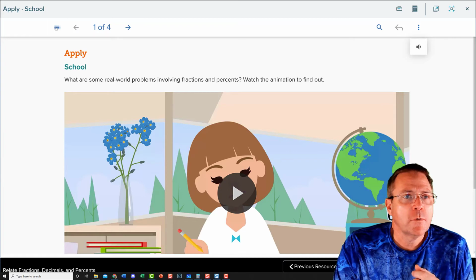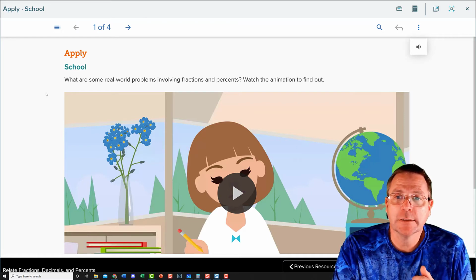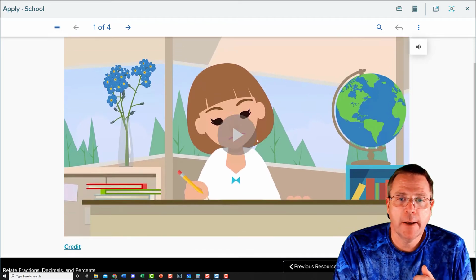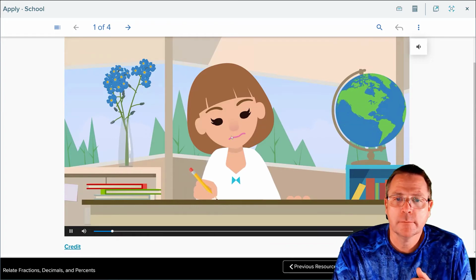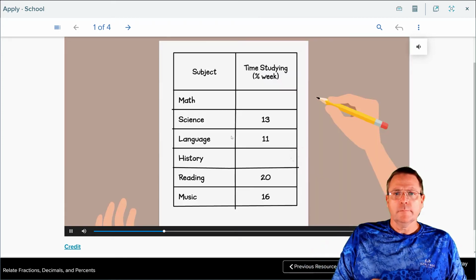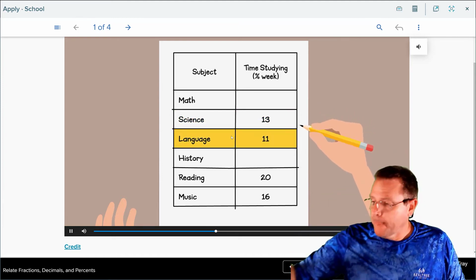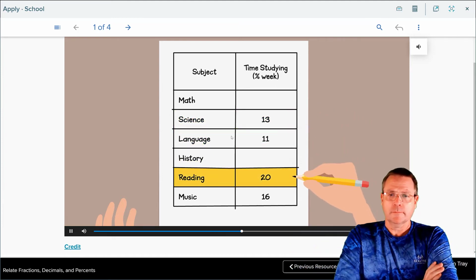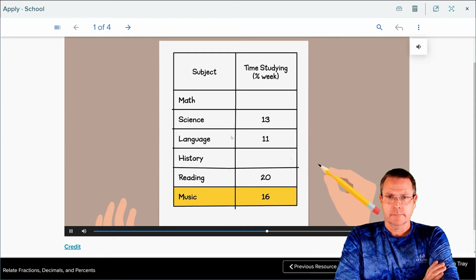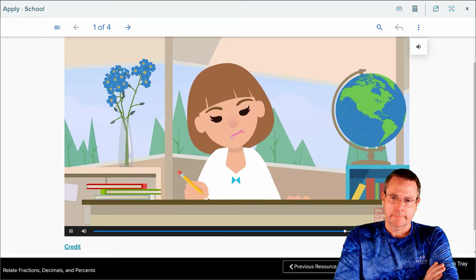It's been a while since we saw an apply problem, so let's see how this one goes. Write some real-world problems involving fractions, decimals, and percents. Watch the animation to find out. Here we go. Allison monitored the percentage of time she spent studying some of her school subjects last week and made a table. She spent 13% of the total studying time on science, 11% on language, 20% on reading, and 16% on music. She wasn't sure how much time she spent on math and history. What fraction of the time was spent studying math and history?